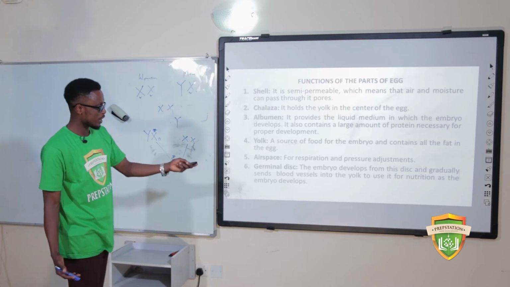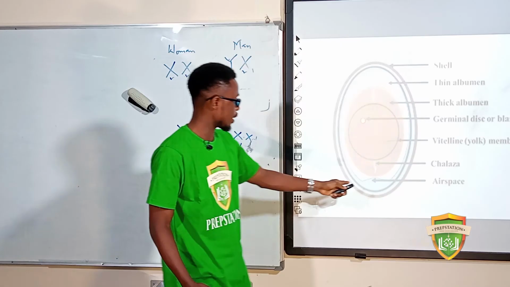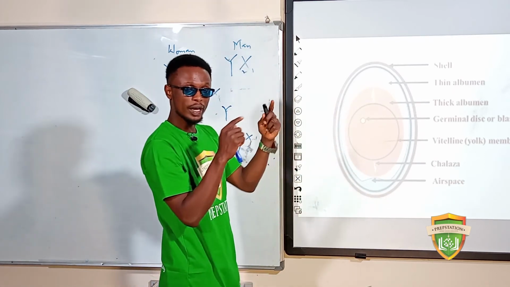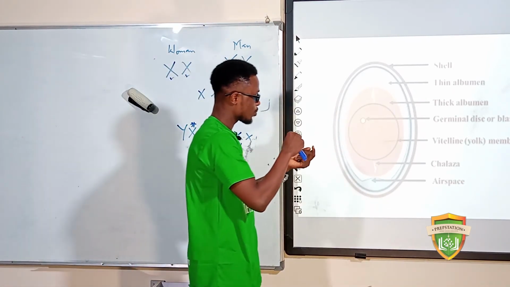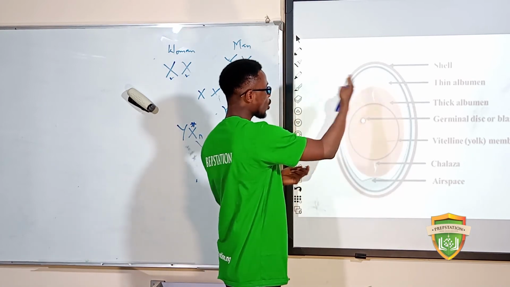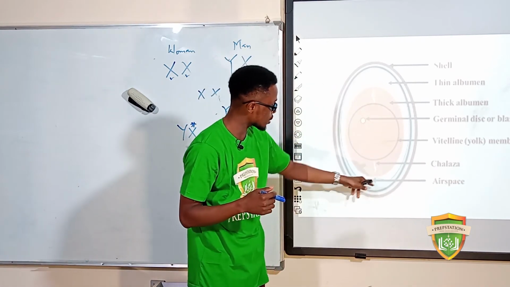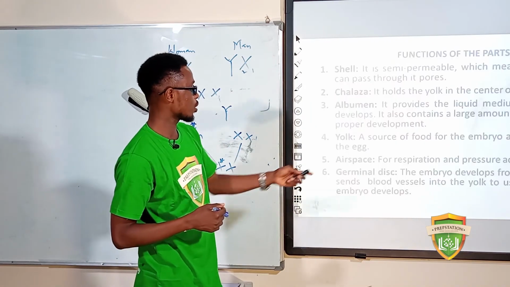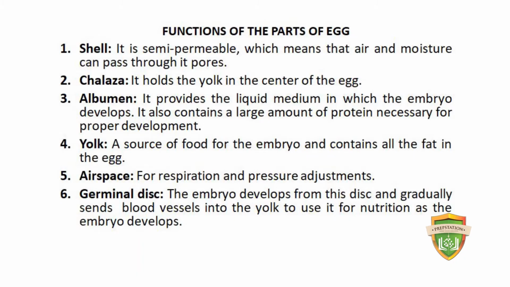The air space, this is the air space. When you peel your egg, maybe if you boil an egg, you notice that it's not all the egg that is covered. You notice this space. Now this space is called air space. This air space is for respiration and pressure adjustment.